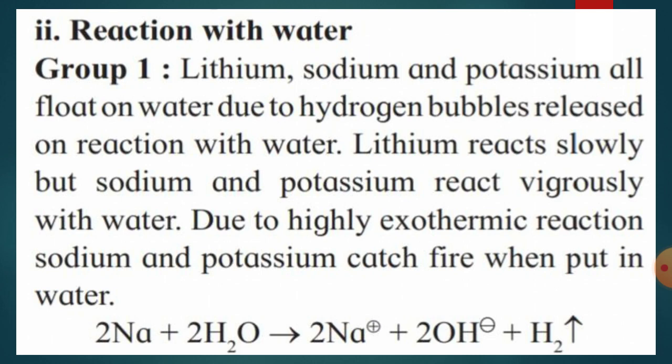Here Na, your sodium, when reacted with water, gets converted into sodium cation and hydroxyl anion, and during this process hydrogen gas is evolved. That is, hydrogen bubbles are released during this reaction. The number 2 behind sodium and the number 2 behind water are written for balancing the equation. So 2 moles of sodium react with 2 moles of water, giving 2 moles of sodium cation plus 2 moles of hydroxyl ion plus hydrogen bubbles.